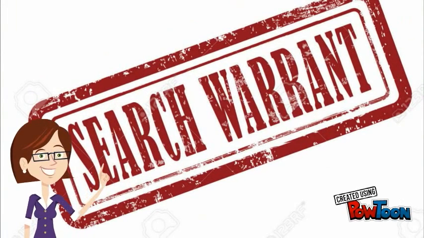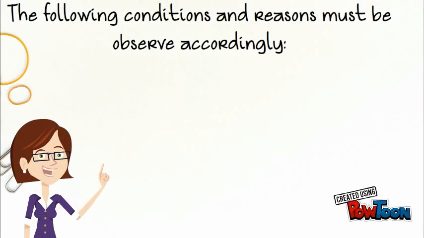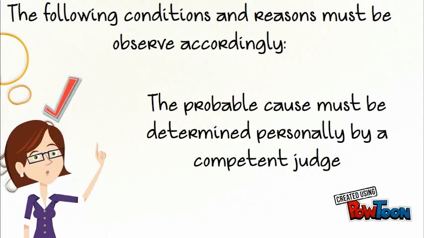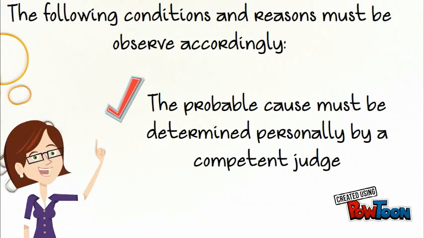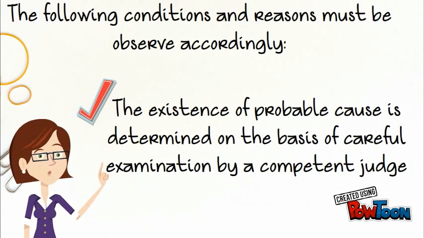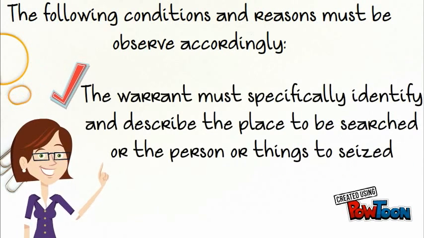For a search warrant to be enforceable, that is, with legal and binding effects, the following conditions and reasons must be observed accordingly. First, it must be issued upon probable cause. Second, the probable cause must be determined personally by a competent judge. Third, the existence of a probable cause is determined on the basis of careful examination by a competent judge. And the last, the warrant must specifically identify and describe the place to be searched or the person or things to seize.